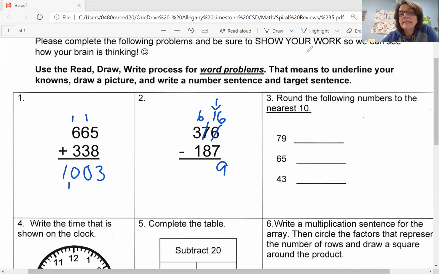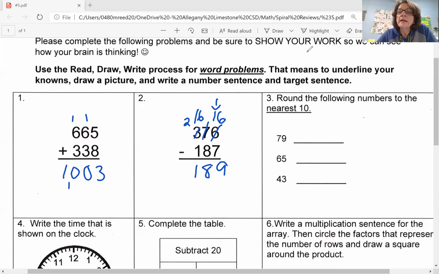Now, can I take 8 tens from 6 tens? I cannot. So now I've got to go to the hundreds place and I've got to unbundle. If I have 3 hundreds and I unbundle 1 into the tens, I will only have 2 left. Good news is instead of 6 tens, I now have 16 tens. So 16 tens minus 8 tens is 8, and 2 hundreds minus 1 hundred is 1. So the correct answer for 376 minus 187 is 189.